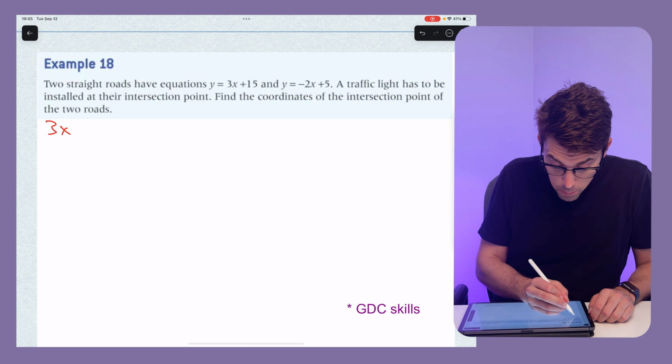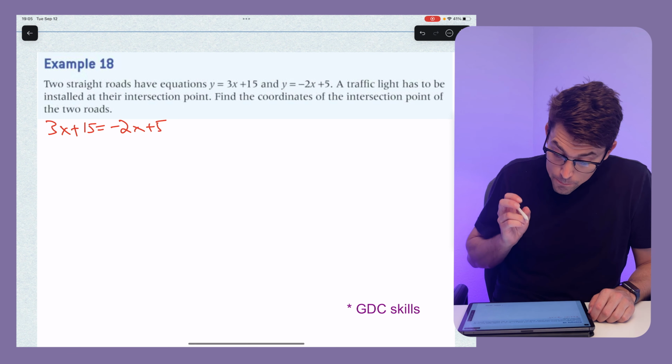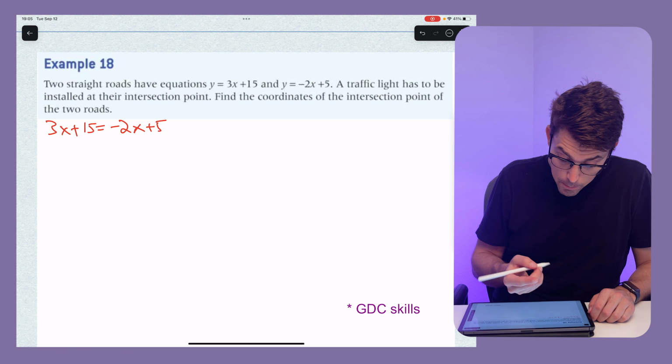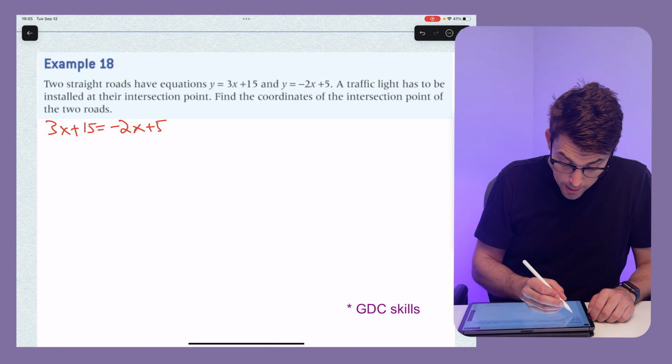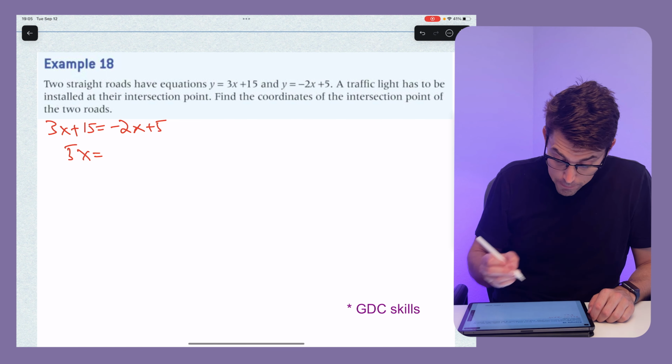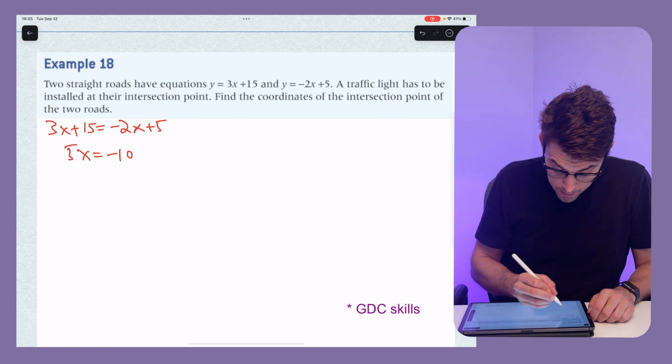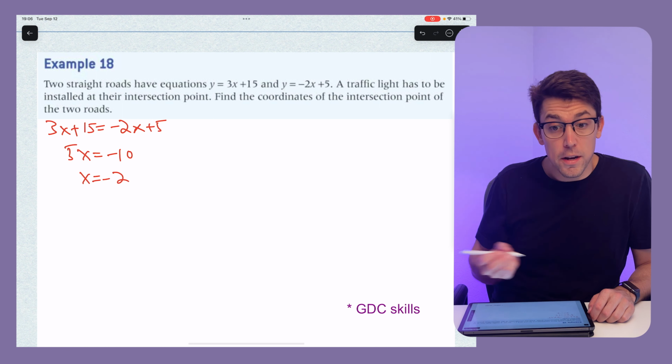So I'm going to have 3x plus 15 is equal to negative 2x plus 5. And now all I have to do is solve for x. So let me move this negative 2x to the other side. That's going to give me 5x. Let me move 15 over to the other side. That's going to give me negative 10. Divide by 5. X is going to be equal to negative 2.